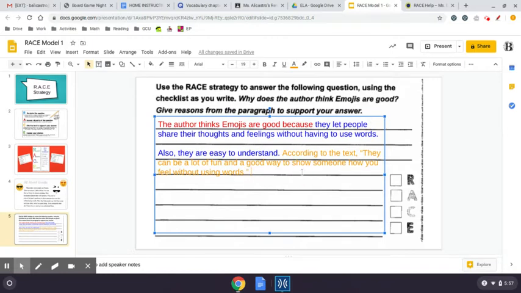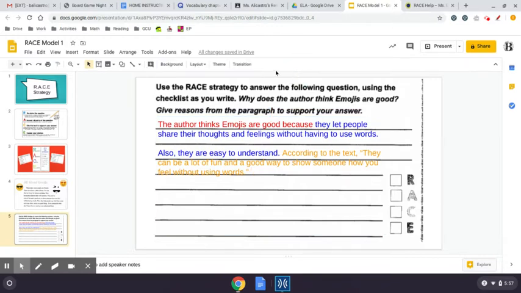So far I have the author thinks emojis are good because they let people share their thoughts and feelings without having to use words. Also, they are easy to understand. According to the text, they can be a lot of fun and a good way to show someone how you feel without using words. Okay?